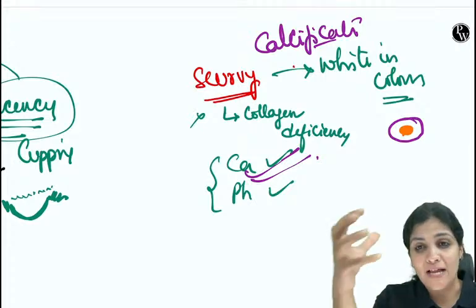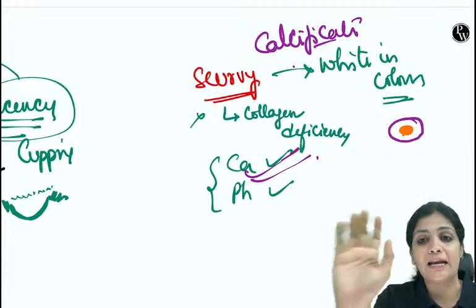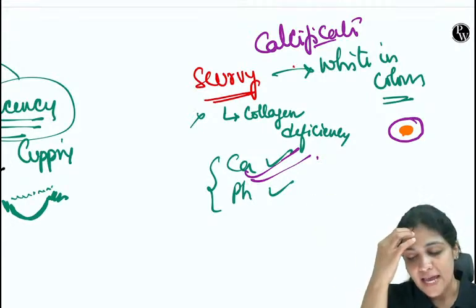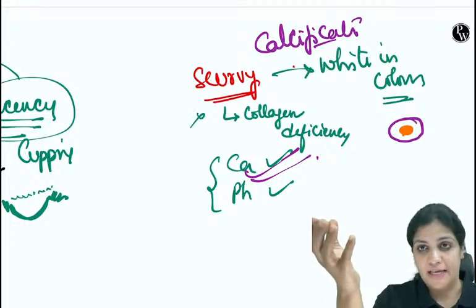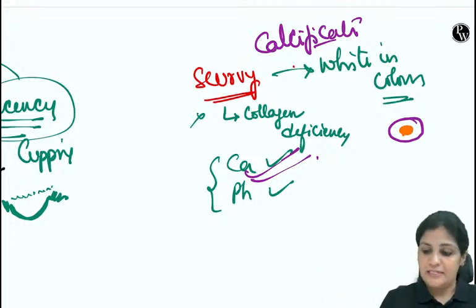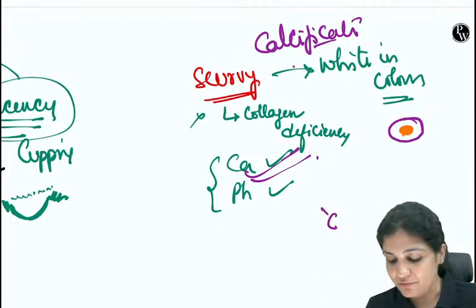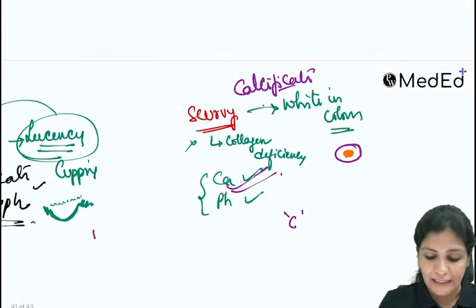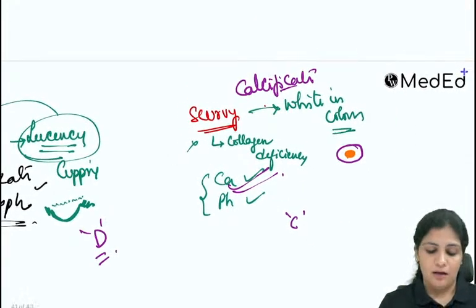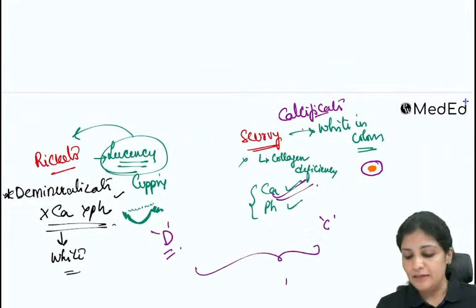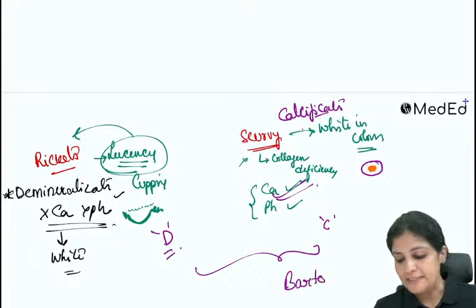On the other hand, the collagen is not there. So these structures are lighter in color, right? And you see subperiosteal hemorrhages there in case of scurvy. Scurvy is vitamin C deficiency. Vitamin D deficiency is your rickets, and both together is called Barlow's disease, right?